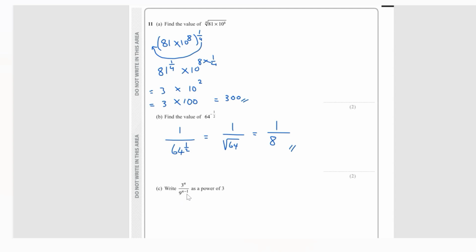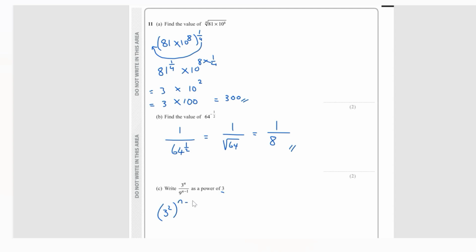For part C, we need to write 3 to the power of n over 9 to the power of n minus 1 as a power of 3. So we need to convert everything in this fraction to have a base number of 3. So the numerator is fine. It's just the denominator which we need to change. So 9 is the same as 3 squared. So we can substitute 3 squared for 9.